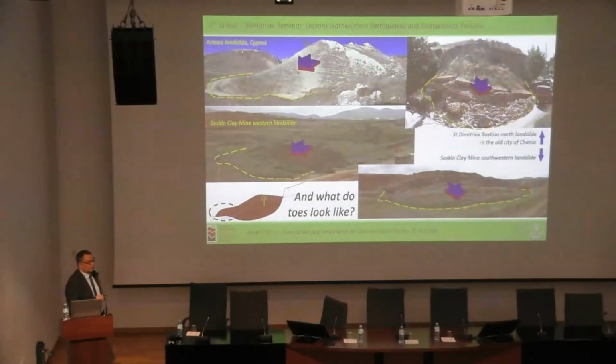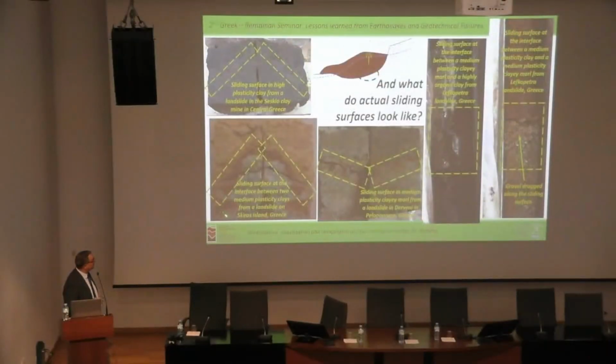And what do sliding surfaces look like? They can have the form that you see here in practically homogeneous materials, whether they may be of low plasticity or high plasticity. They can take the shape of interfaces between clay materials, as those you can see here and here, with the occasional finding of gravel that has been dragged along the sliding surface because of the very large movement that has taken place.